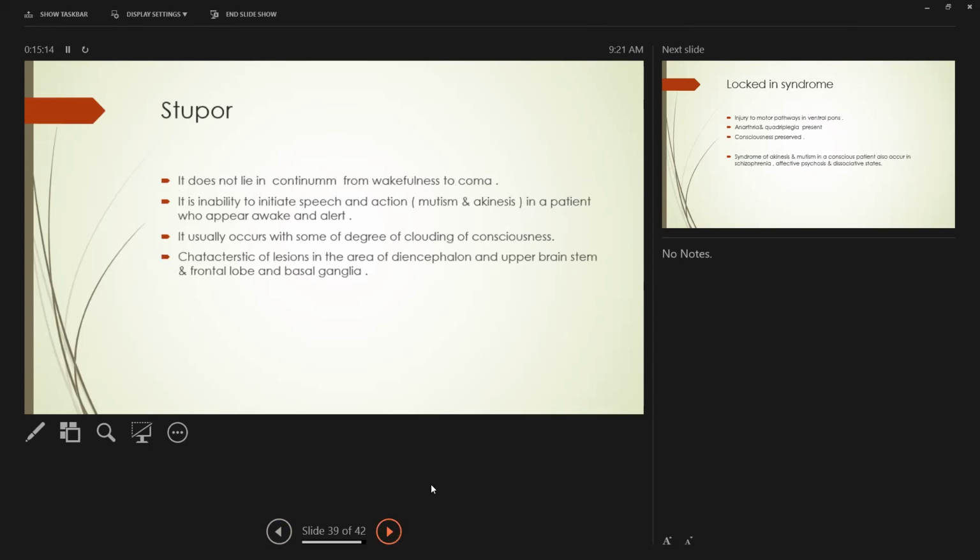Then next is stupor. It does not lie in the continuum from wakefulness to coma. It is the inability to initiate speech or action, that is mutism and akinesia, in a patient who appears awake and alert. It usually occurs with some degree of clouding of consciousness, and is characteristic of lesions in the area of the diencephalon and upper brainstem, frontal lobe, and basal ganglia.